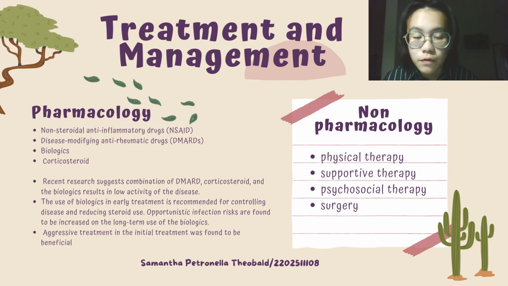Orally administered corticosteroids are not recommended for systemic JIA without MAS early treatment. Recent research suggests a combination of DMARD, corticosteroids, and biologics results in low activity of the disease. Biologics in early treatment are recommended for controlling disease and reducing steroid use. Opportunistic infection risks are found to be increased with long-term use of biologics. Aggressive treatment in the initial treatment was found to be beneficial.